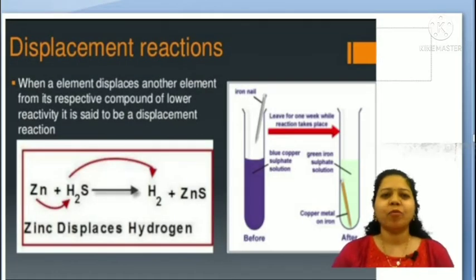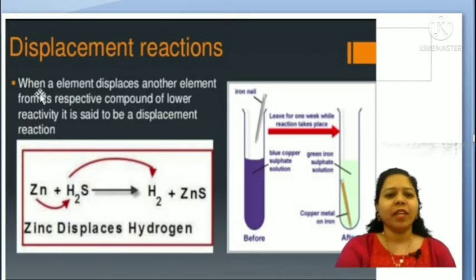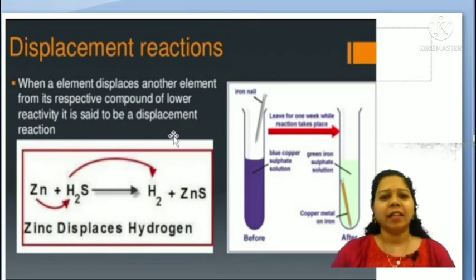Next, the third type of chemical reaction is displacement reactions. When an element displaces another element from its compound of lower reactivity, it is said to be a displacement reaction. If we take any chemical reaction in which one chemical displaces another chemical and forms a new substance, that type of chemical reaction is known as a displacement reaction. We'll see with the help of one example.